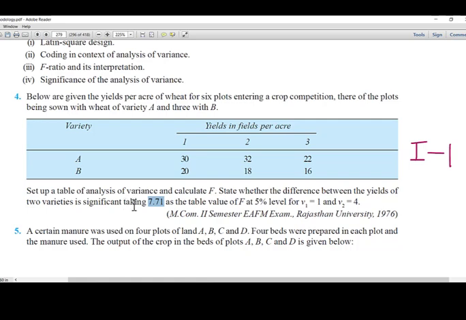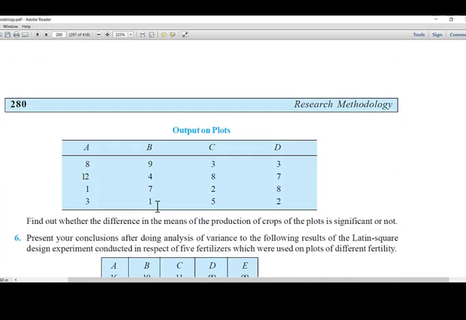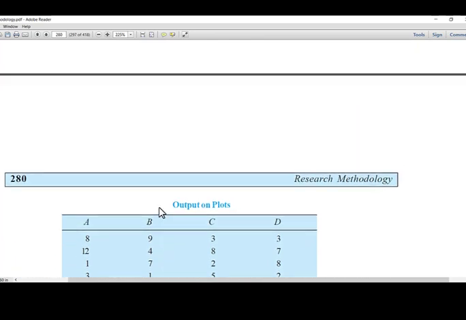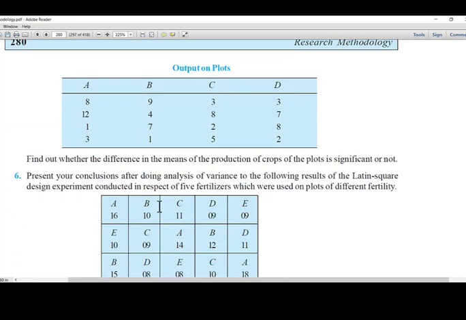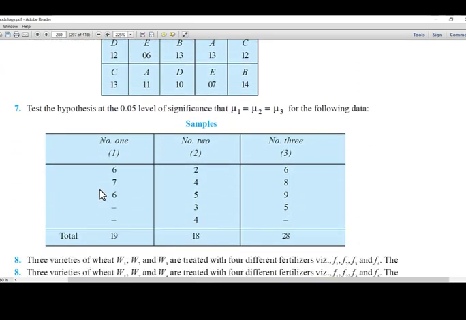Yes, now coming to this fifth question. Yes, this also you can follow a similar procedure. Sixth question is related to the Latin square design that you can follow. Now coming to this eighth question.